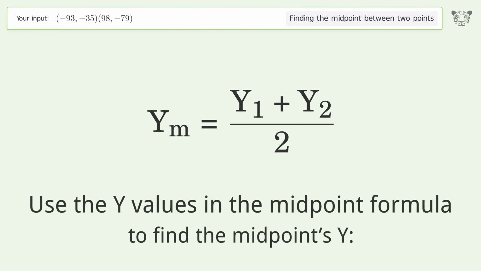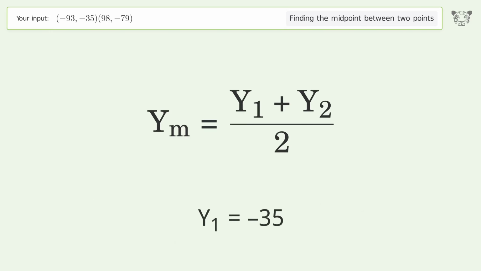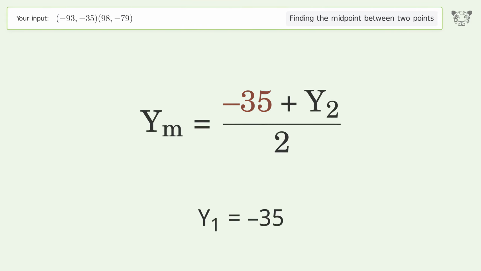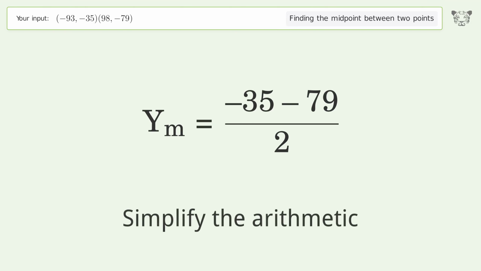Use the y values in the midpoint formula to find the midpoint's y. y1 equals -35. y2 equals -79. Simplify the arithmetic.